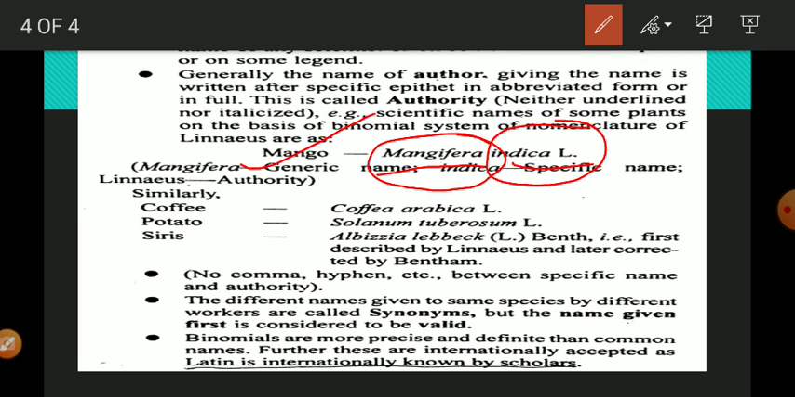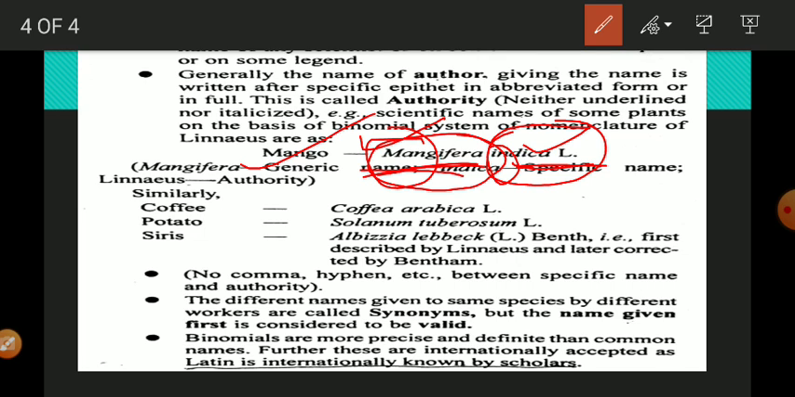Here some rules are applied in the binomial nomenclature system. These are two Latin words: one is Mangifera and the other is indica. The genus, or generic epithet, always starts with a capital letter, and the species always starts with a small letter. Got it? Okay.